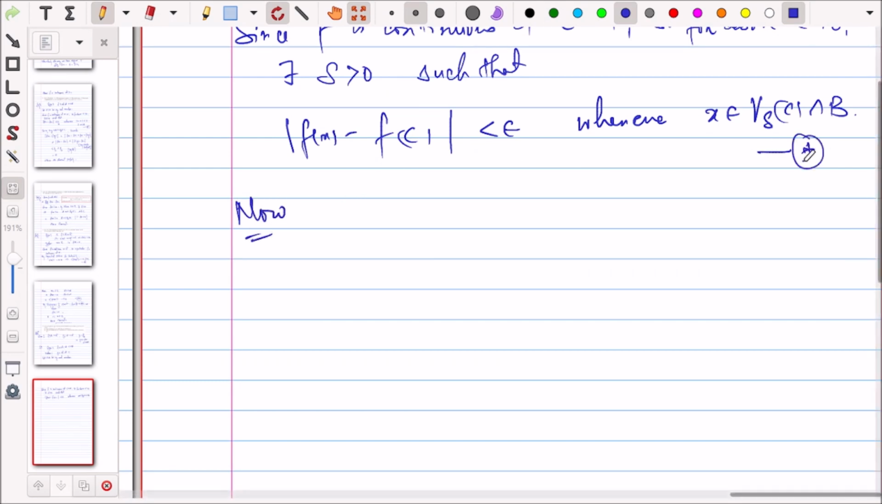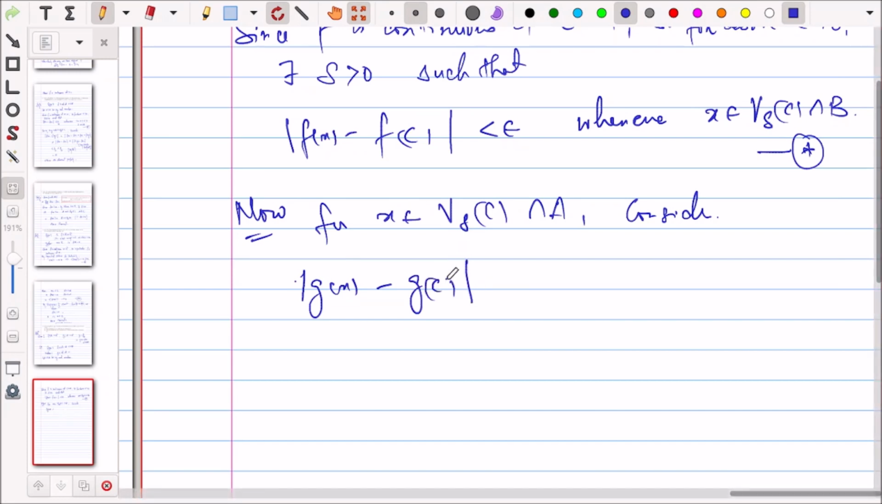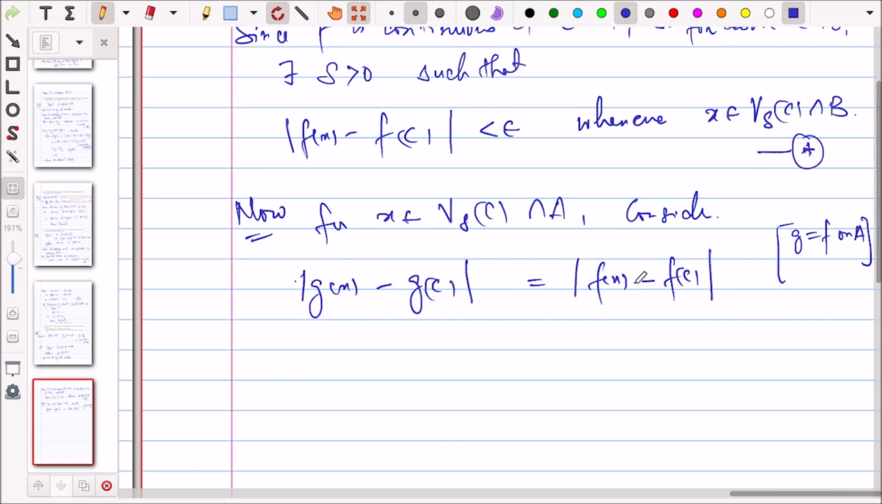Now mark this as star. Now for any x belonging to V_delta(c) intersection A, consider |G(x) - G(c)|. We have to show that this is less than epsilon. Now G(x), because x belongs to A, is equal to F(x), right? And G(c) is also equal to F(c), because G is equal to F on A. Because x is in A and c is in A, G(x) can be replaced by F(x) and G(c) can be replaced by F(c).